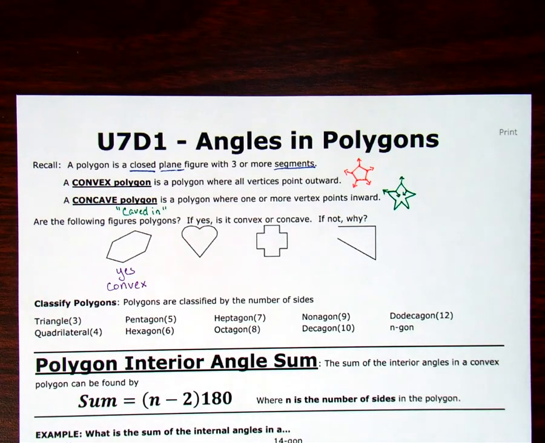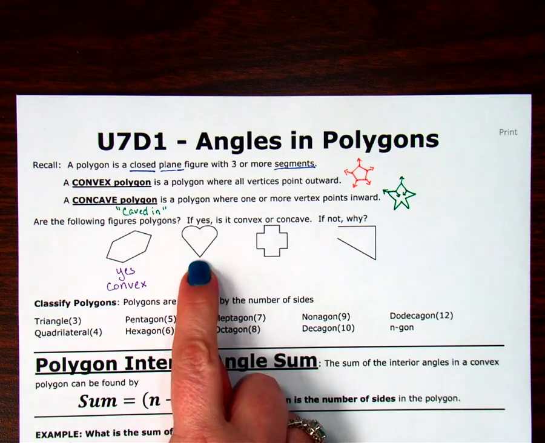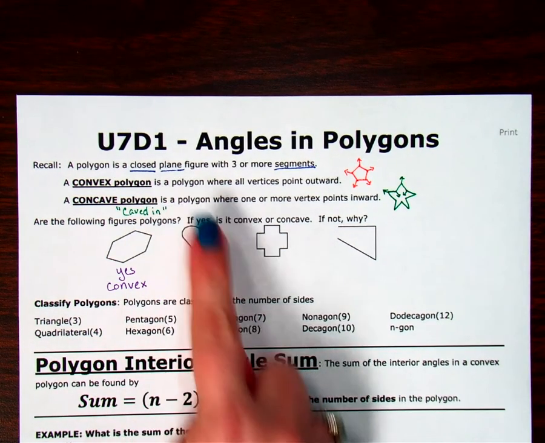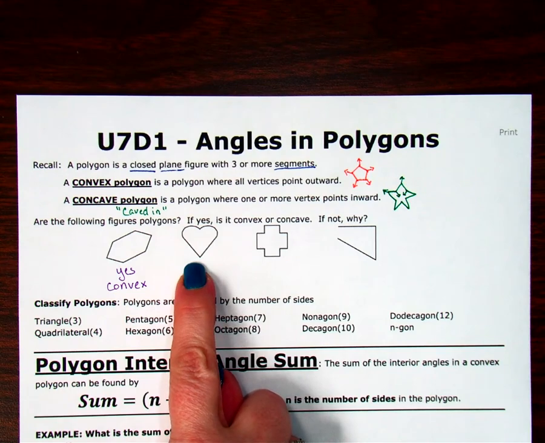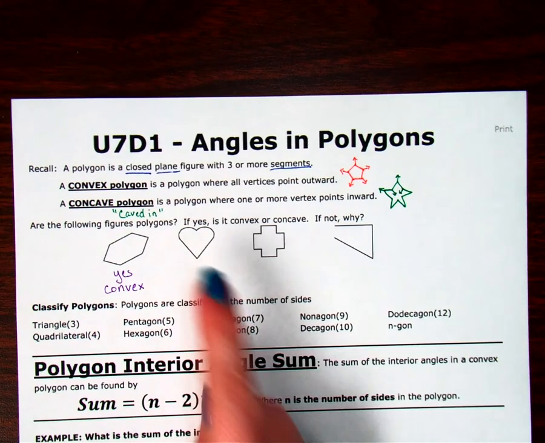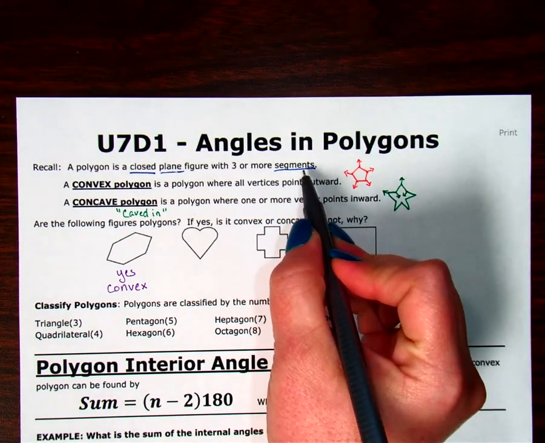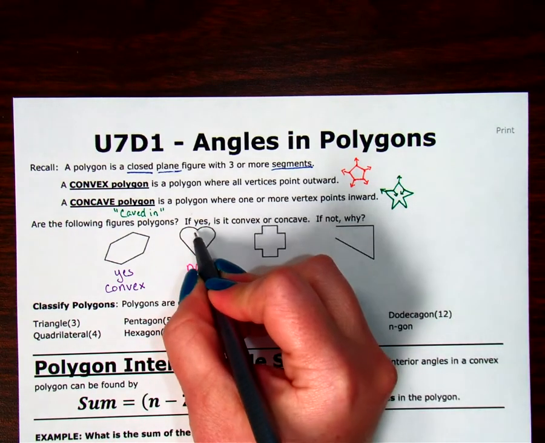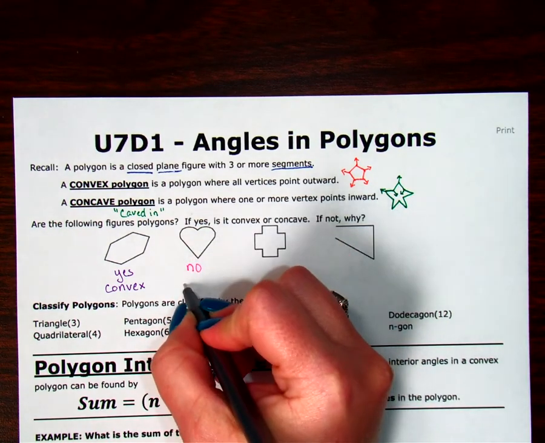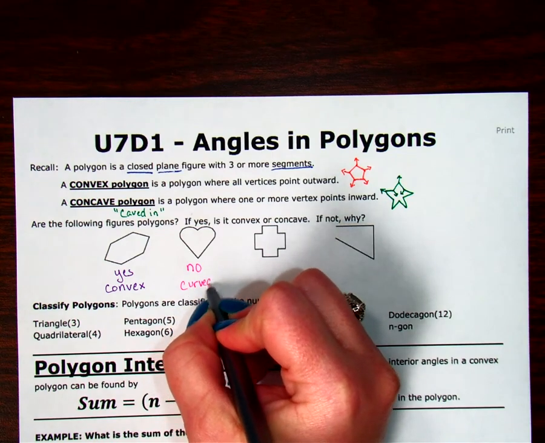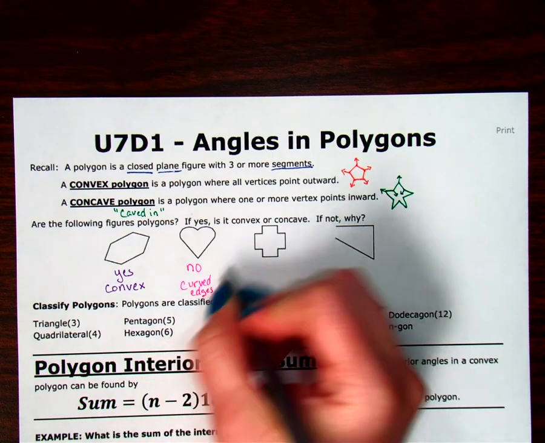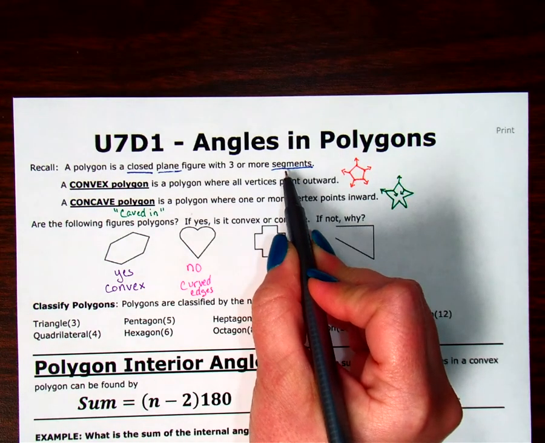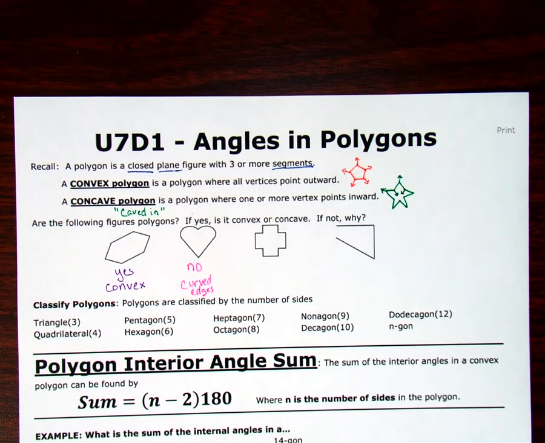Okay? When I look at the second image, and I decide, is this a polygon? Is it closed? Yes, there are no gaps. Is it plane? Yes, it's flat. And is it made with 3 or more segments? And because it has to be made with segments, on this one I'm going to say no, this is not a polygon because it has curves, right? And so we can't have any curved edges because then we're no longer made with segments. Okay? Let's look at the next one.